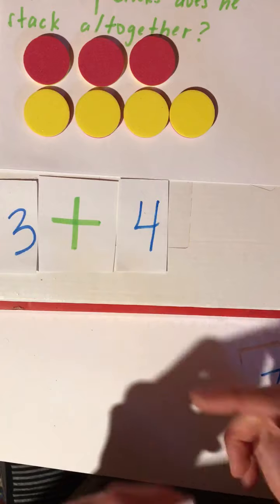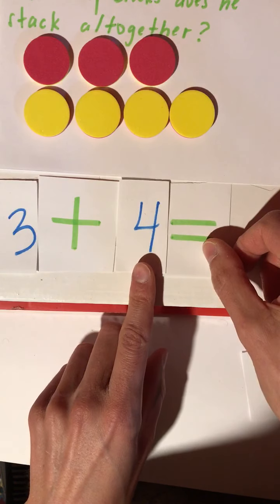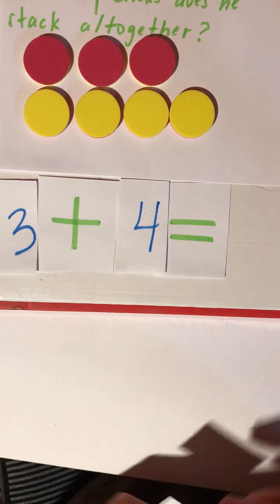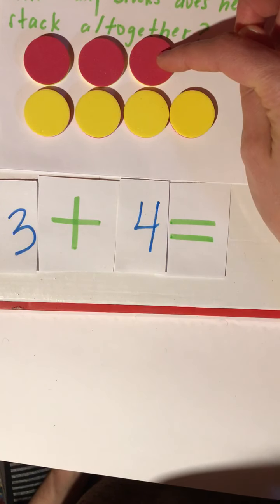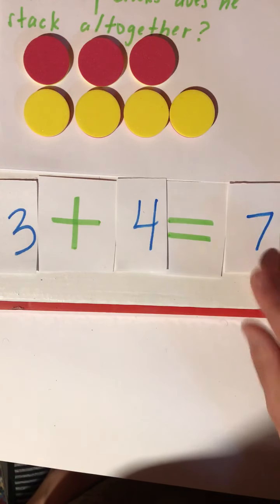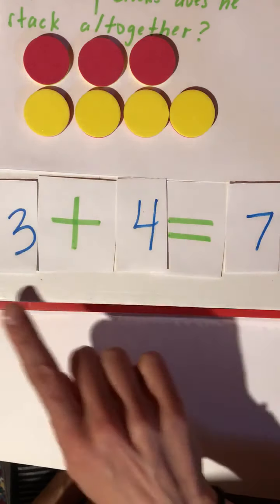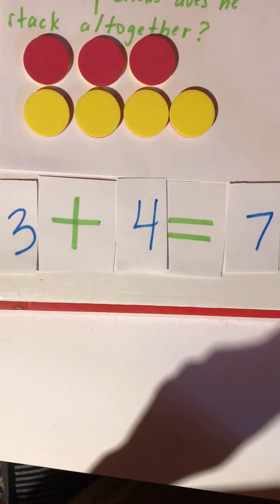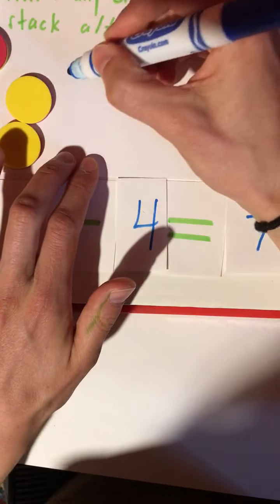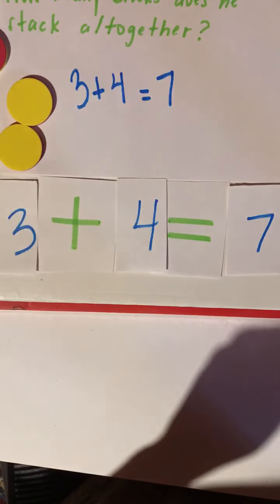So 3 plus 4. I also know that I need my equal sign to come before how many blocks Cohen stacked all together. So remember, Cohen stacked 3, 4, 5, 6, 7. So then I would find my number card with a 7 on it. So my equation is 3 plus 4 equals 7. I can then use this model to write my equation on my paper. So if I scoot these aside, I can write 3 plus 4 equals 7.